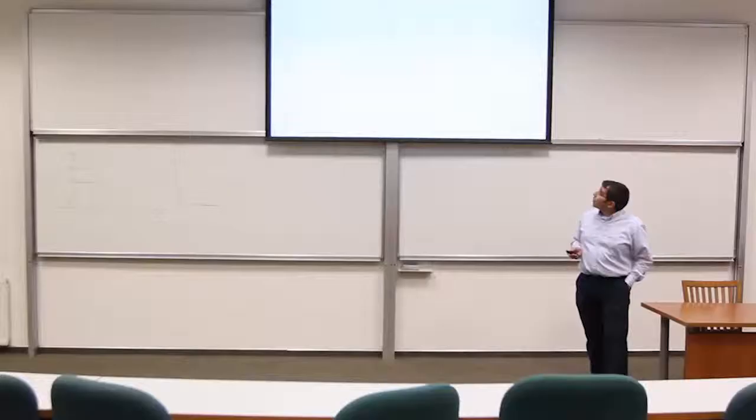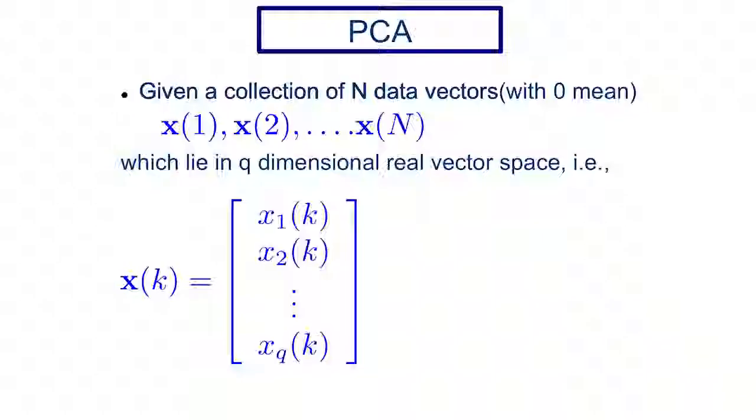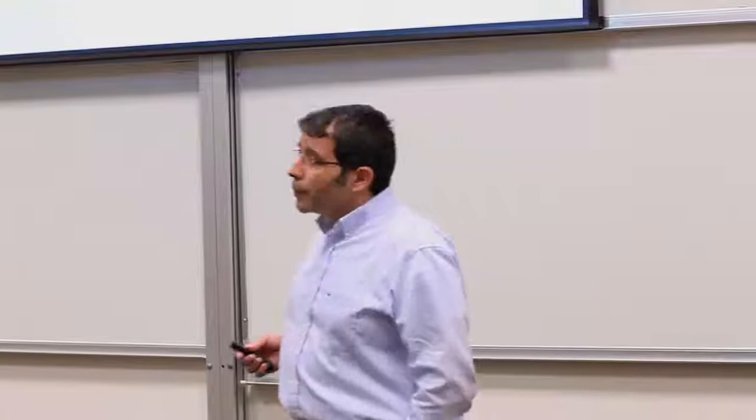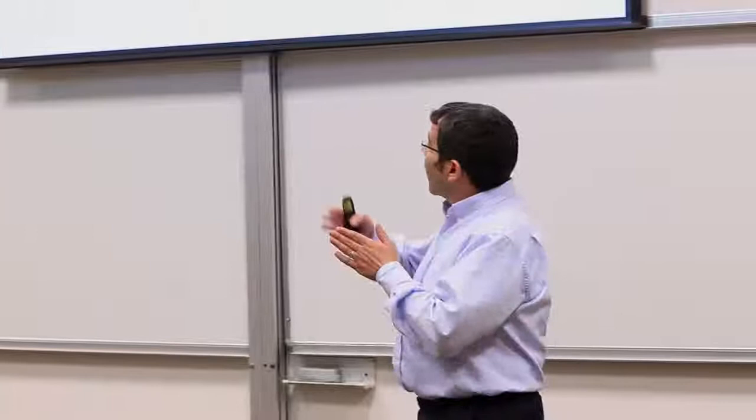So we start with, actually, we assume that we just have n data vectors coming from any application. And we assume that they're centralized. So we subtracted their sample mean from them, so they're centralized there on the origin. So they lie in a q-dimensional space, so each vector has q components in it. So we have n such vectors.